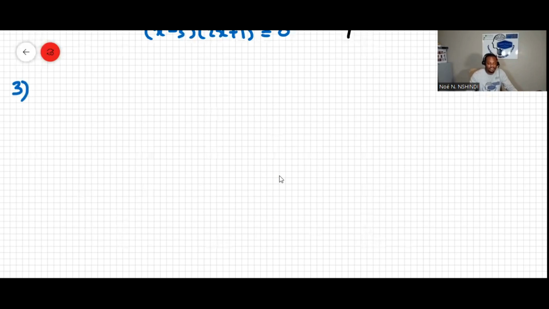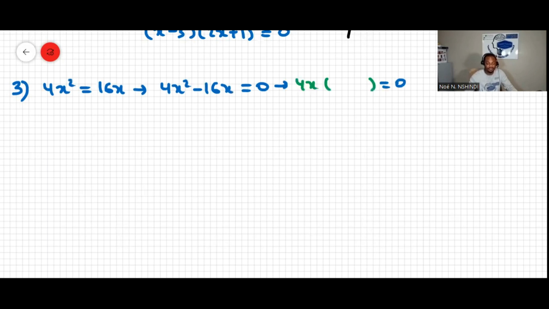And then we can also do question 3. Question 3 says 4x squared equal to 16x. In this situation, we can move the 16x over. That makes 4x squared minus 16x equals 0. Then we can take 4x as the common factor. If we take 4x out as a common factor, we're left with x minus 4.